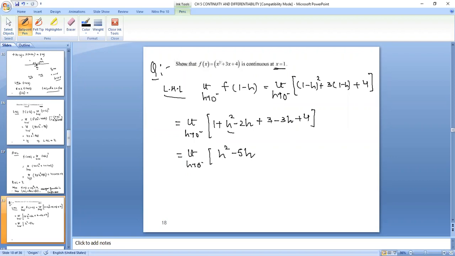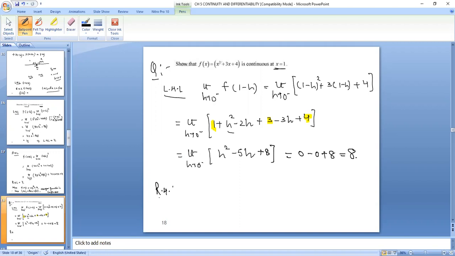4 plus 3 plus 1. It is 1 constant term, 3 constant term, and 4 constant term. For 4 plus 1, 5, 5 plus 3, 8. Now, in the next step, put h equal to 0. So it is 0 minus 0 plus 8, which is equal to 8. That is the left hand limit.